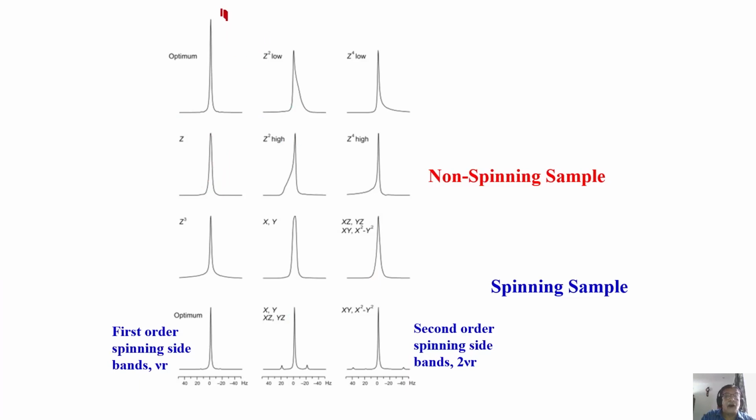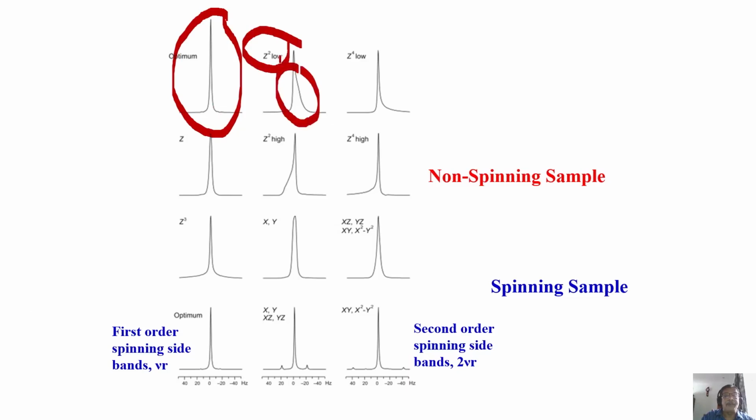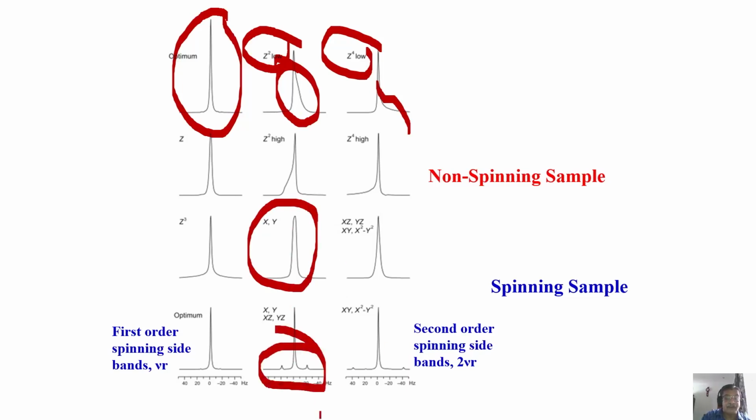If this is the optimum one, the line shape is very good. If, let us say, z-square is bad, you can see the shape here. If z to the power of 4 is bad, you can get pedestals like this. Sometimes x and y can be bad, and it is uniformly bad. If you are spinning the sample, sometimes you get sidebands, first order sidebands like this, second order sidebands. These things come because of x squared minus y squared. The second order gradients along x and y will be bad.